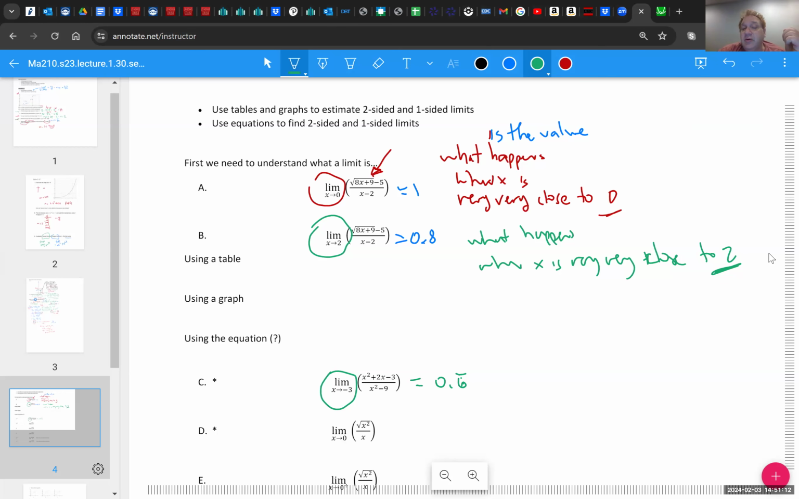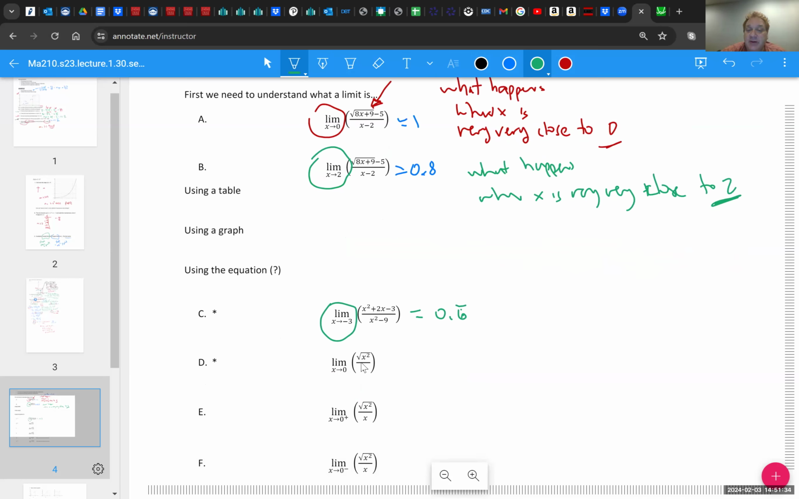In the next video, I'm going to show you how to find the limit for this particular problem using the equation itself, and we'll see what the answer is using the equation. Using the equation, we'll usually get a much more precise answer than using a table or a graph. All right, two more examples for you.